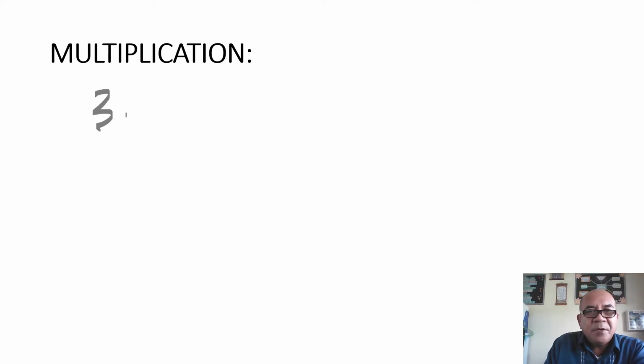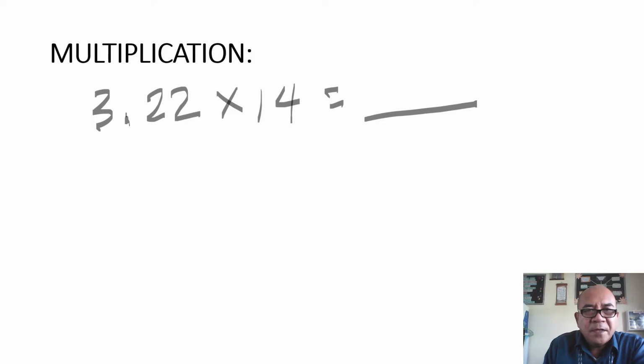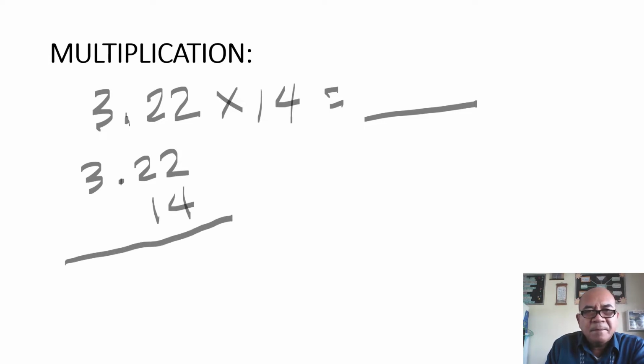Say for example, 3.22 times 14. So ano pong gagawin natin? So, ang gagawin natin ay i-arrange po natin ito gaya sa ating pag-multiply ng mga hundreds by tens. So, 3.22 times 14. Yan. So, kapag tayo nang multiply ng decimal, ganun ang process din ng multiplication of hundreds by tens.